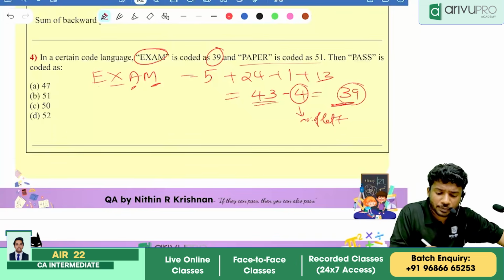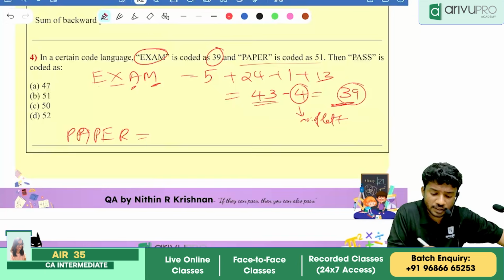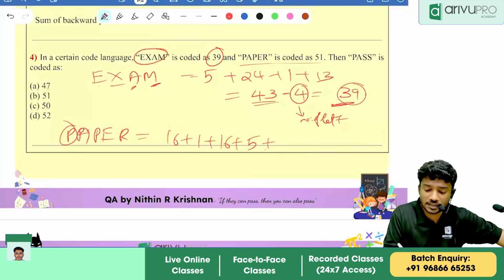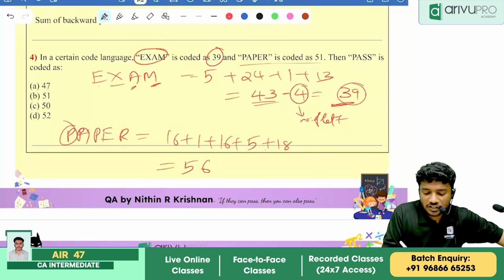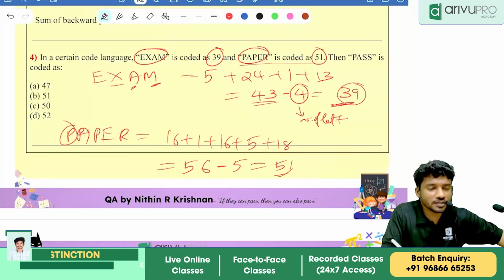Now we will check paper. Whether the code is correct or not, we will check with the second one. Paper's code is how much? The P is at which position? 16 plus 1 plus 16 plus 5. R is at what position? RST. That means 18, which is equal to how much? 56. 56 minus how many letters are there? 5, which is equal to 51. That means the code is correct.